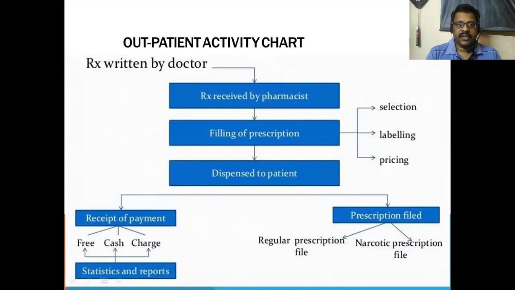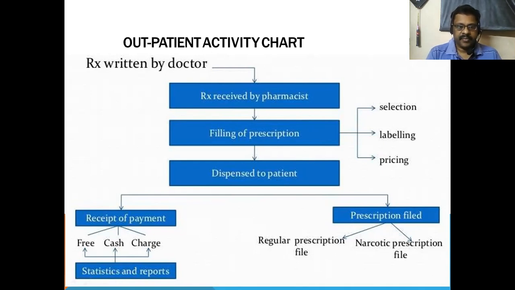Outpatient activity chart. The doctor writes a prescription, and the prescription is received by the pharmacist, and for the prescription the medicines will be collected from various racks. They will be selected based on the quantity prescribed, and then the proper medicines in the proper prescribed quantity will be collected, and then labeling will be done according to the patient's need, and then pricing will be done.